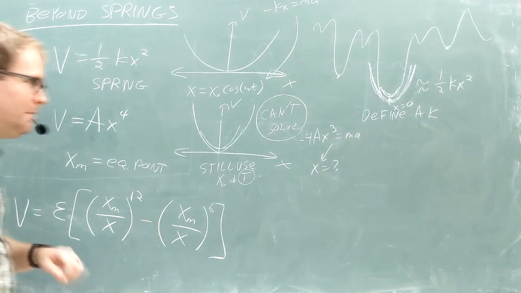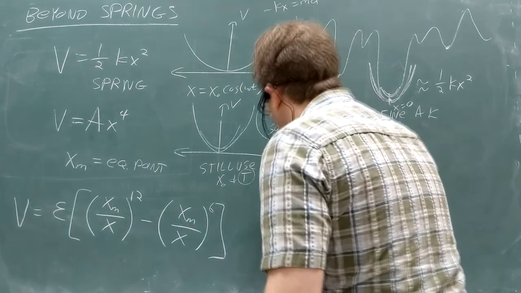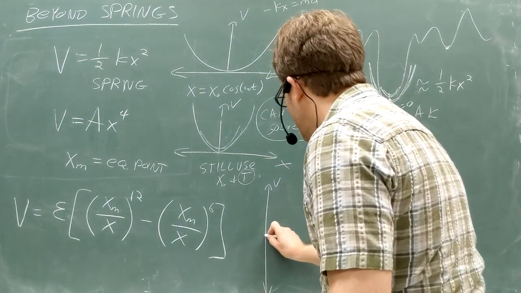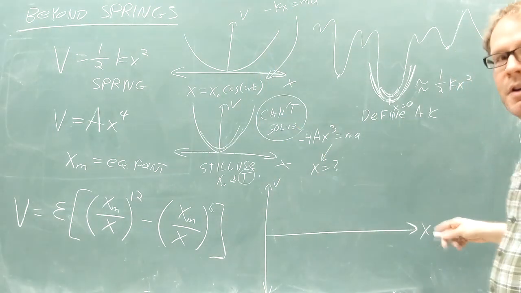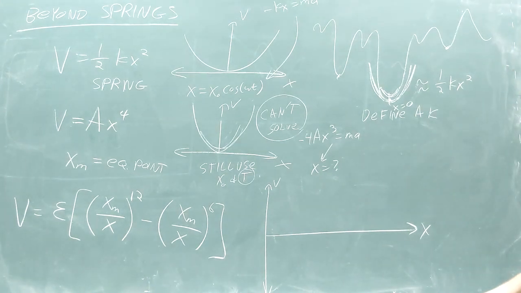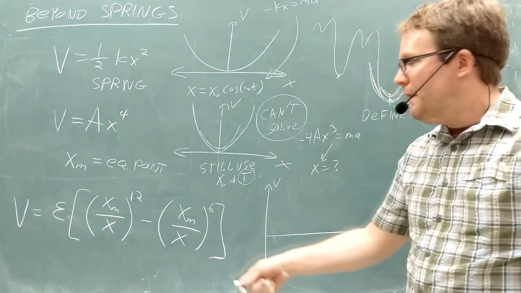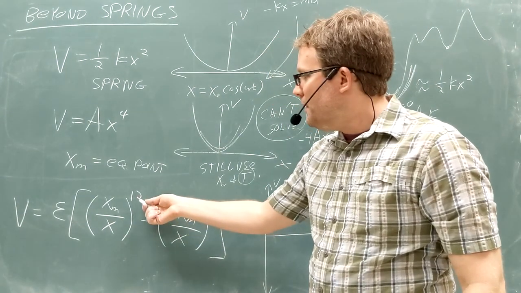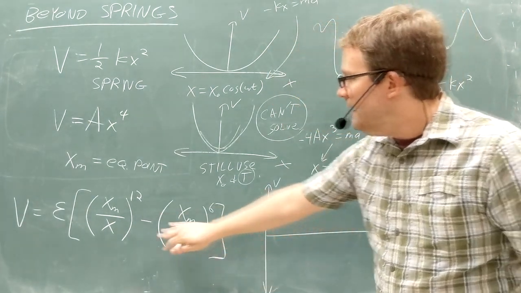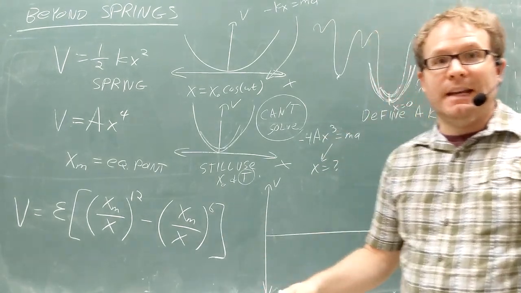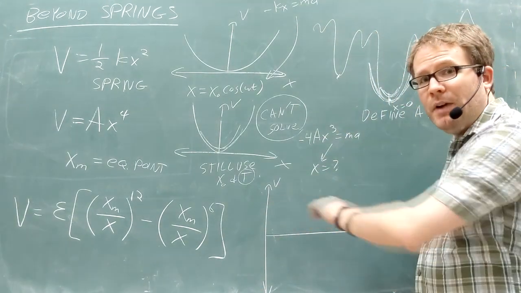X is the thing we're graphing the potential energy against. So let's graph our potential energy versus x. We're going to go pretty far out here just to get an idea of what this thing looks like. So I've really got two competing terms here, right? I've got a positive term that goes like x to the minus 12, and I've got a negative term that goes like x to the minus 6.